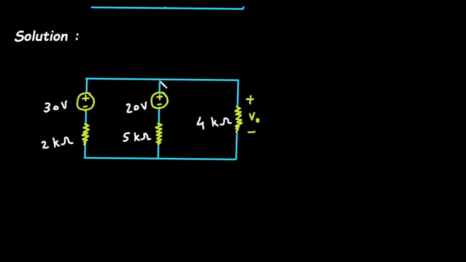We will assume this node as node V1. The voltage across this node is V1, let's say. Now here, this VO will be equal to this node voltage V1. So here we can write V1 is equal to VO, because it is connected in parallel, so this node voltage and this voltage will be the same. Now let's assume this as the reference node or ground node. So its voltage will be 0 volt.